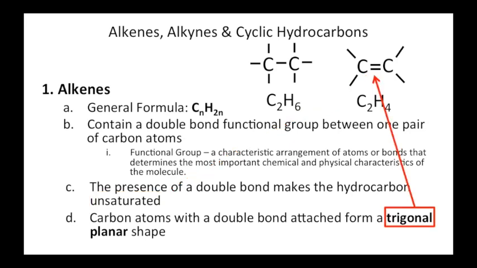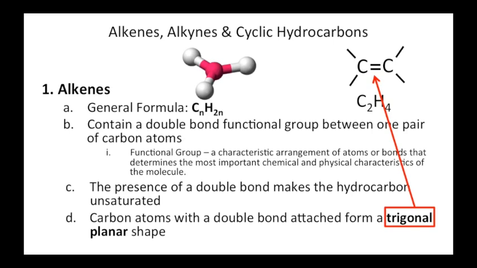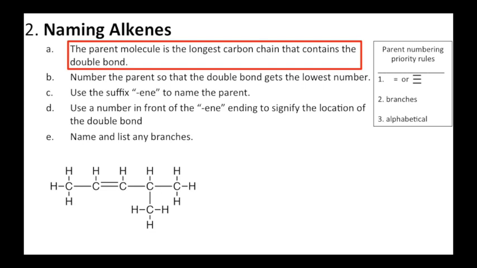And they form a trigonal planar shape. So that would look like this. So you can see that we have this shape here, and there it is again on both sides. Okay? Alright, good. Alright, how do we name these things?